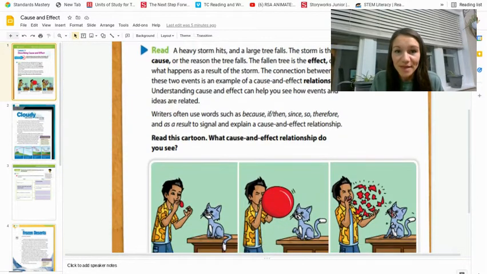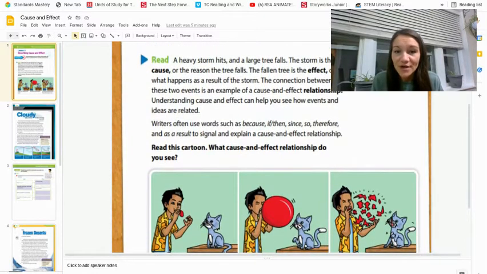Understanding cause and effect relationships will help you understand how and why events happened. A heavy storm hits and a large tree falls. The storm is the cause or the reason the tree falls. The fallen tree is the effect or what happens as a result of the storm. The connection between these two events is an example of a cause and effect relationship. Understanding cause and effect can help you see how events and ideas are related.